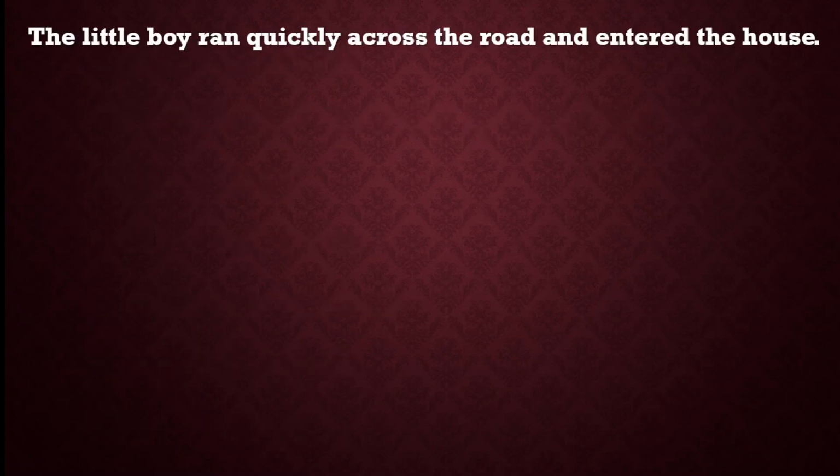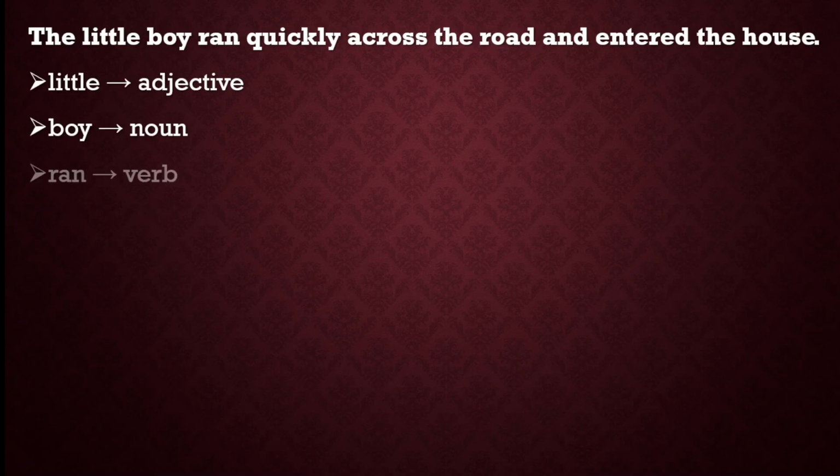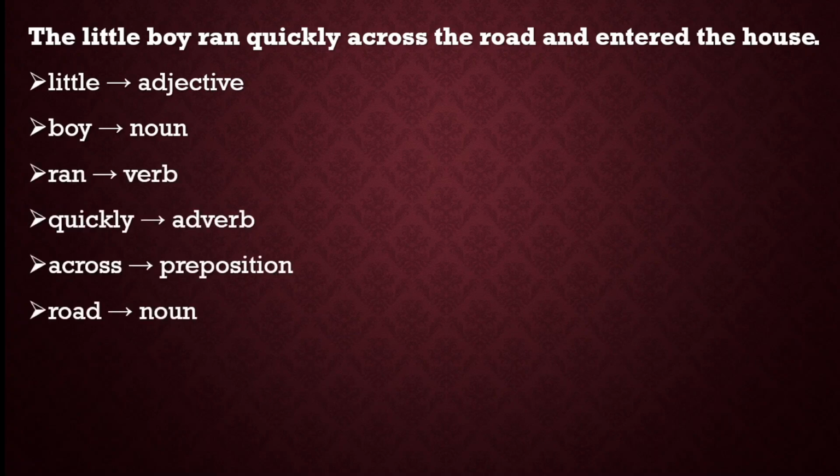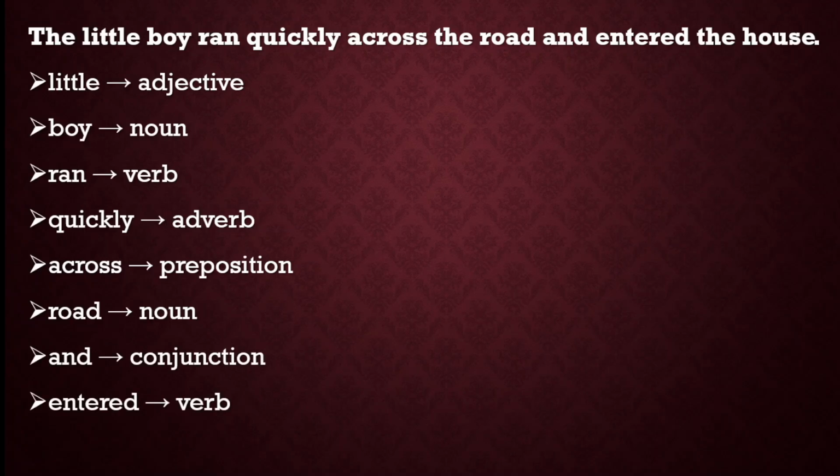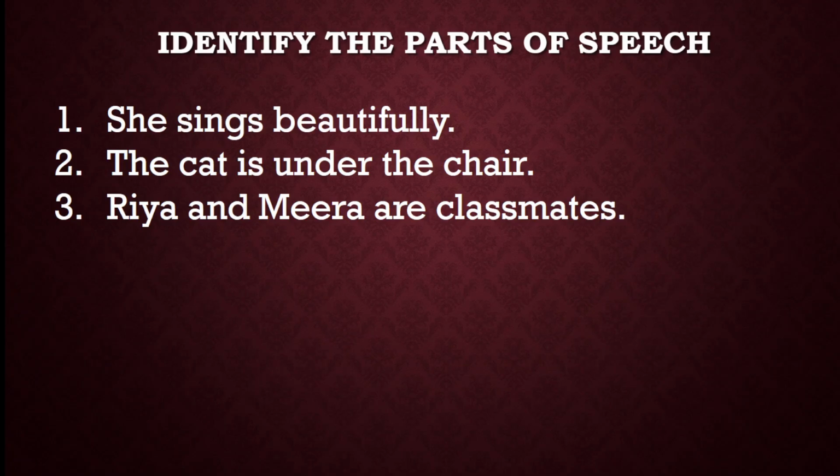We have another sentence. The little boy ran quickly across the road and entered the house. In this sentence, we have almost all the parts of speech. Little is an adjective, boy is a noun, ran is a verb, quickly is an adverb, across is a preposition, road is a noun, and is a conjunction, entered is a verb, and house is another noun.